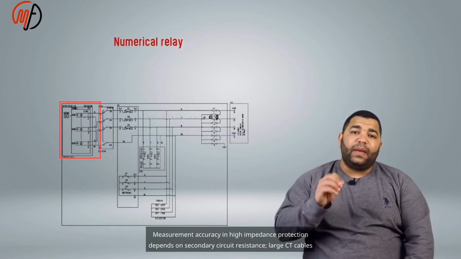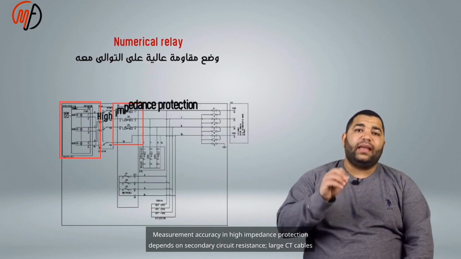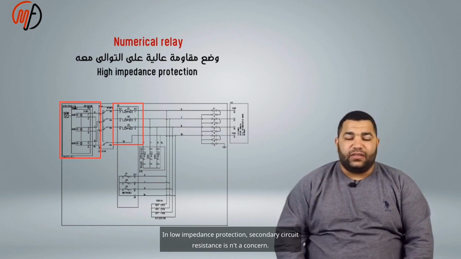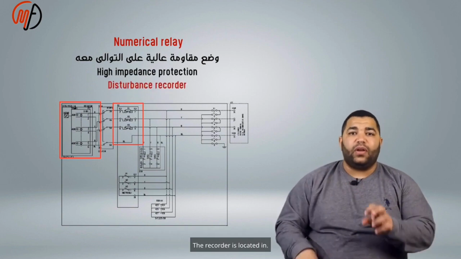Measurement accuracy in high impedance protection depends on secondary circuit resistance, so large CT cables minimize errors. In low impedance protection, secondary circuit resistance isn't a concern. High impedance lacks communication cables, while low impedance may need them.